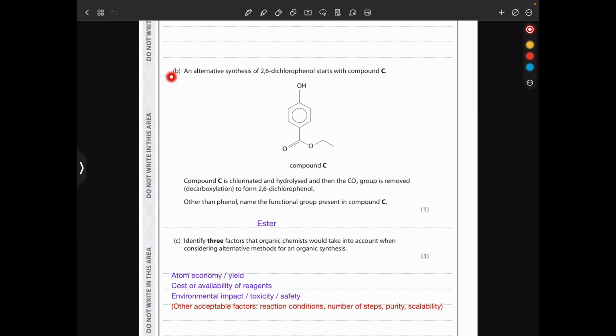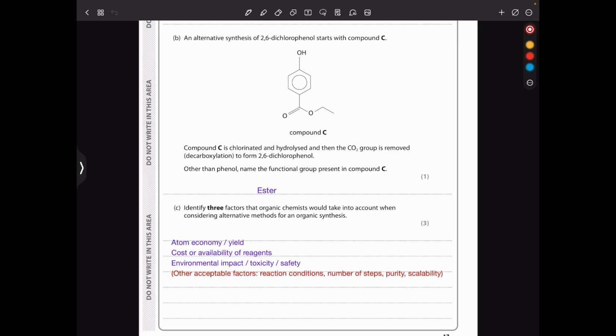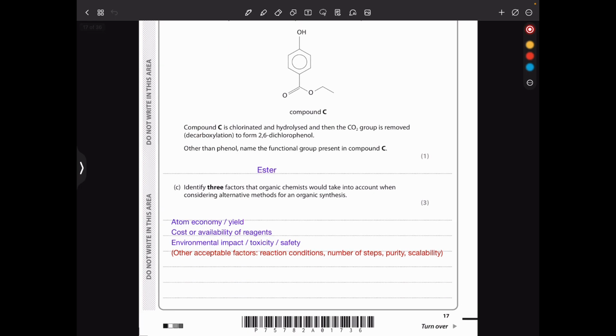Then in part B, an alternative synthesis of 2,6-dichlorophenol starts with compound C, which is this one here. Compound C is chlorinated and hydrolyzed, and then the carbon dioxide group is removed. This is decarboxylation to form 2,6-dichlorophenol. Other than phenol, name the functional group present in C. We have an ester group here.